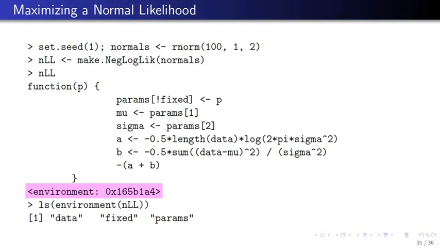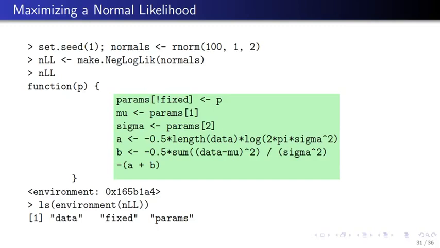And so if you look at this, 0x165b1a4, that is a hexadecimal number which gives the address of where the defining environment is located in memory. So if you look at the body of the NLL function here, you'll see that pretty much everything here is either a local variable or a parameter. It comes from the parameter vector p.